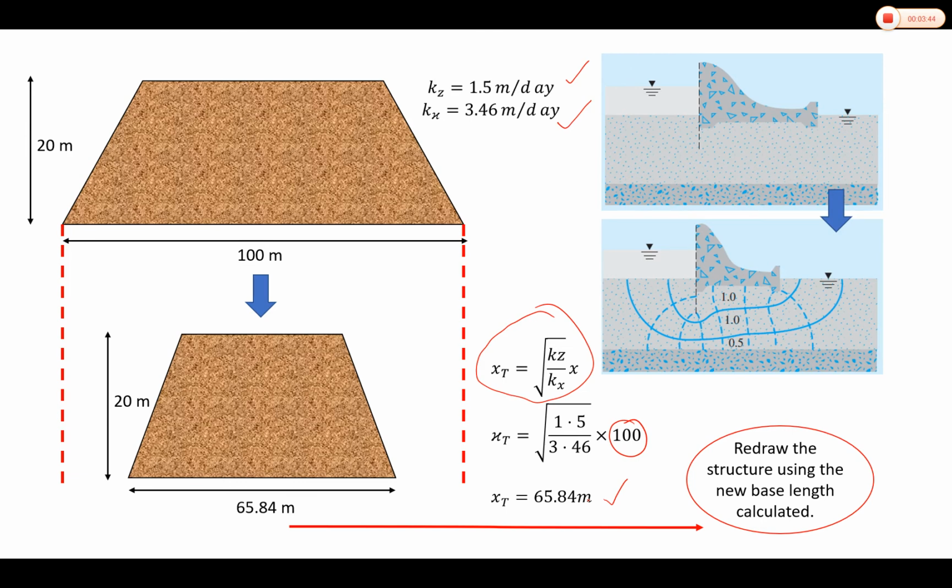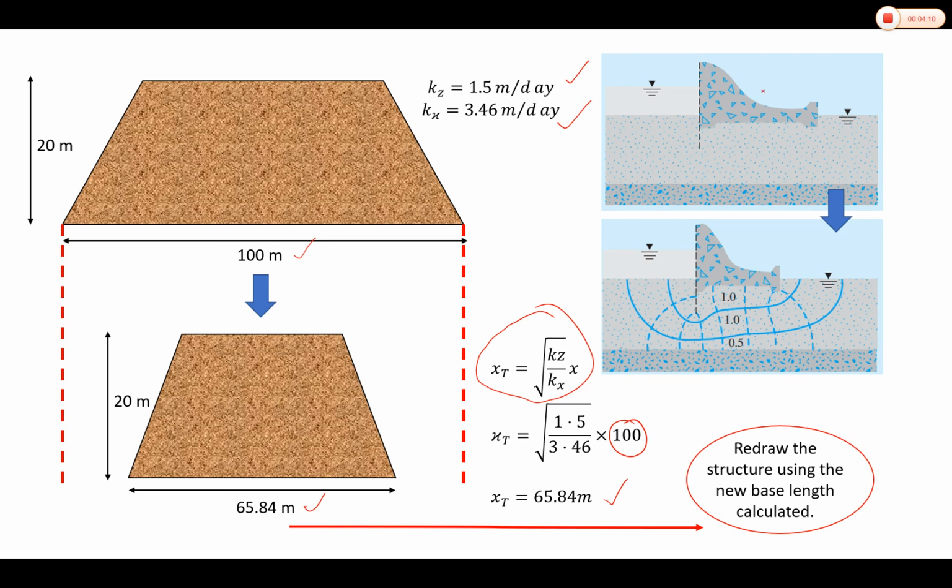So before we draw the flow net, we should redraw the structure using the new base length calculated. So instead of using 100 meter, we will redraw the structure using this length, 65.84 meter. Okay, then continue with the flow net as usual.